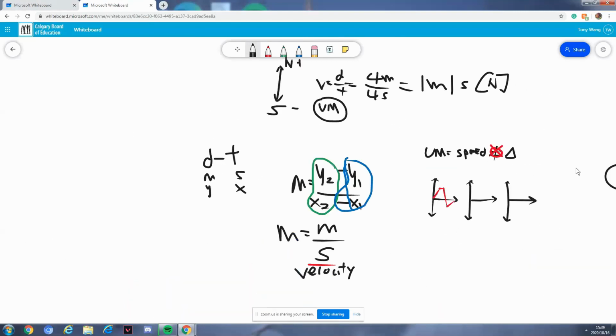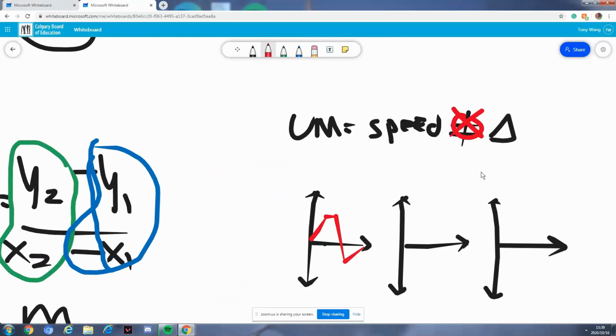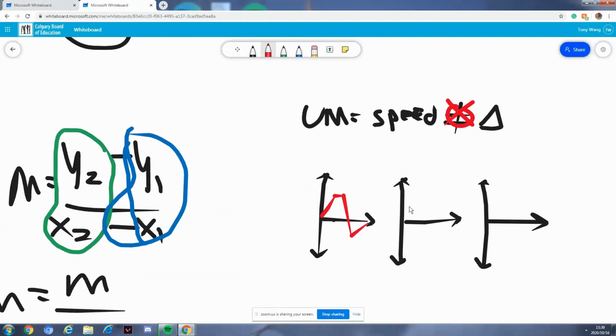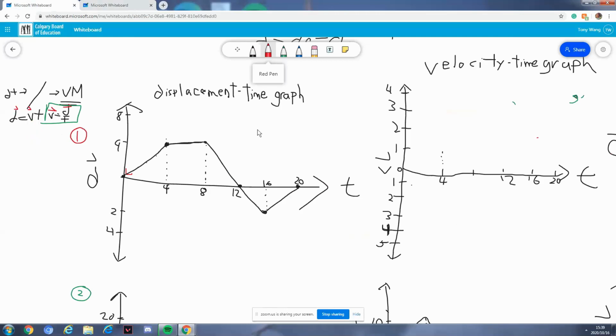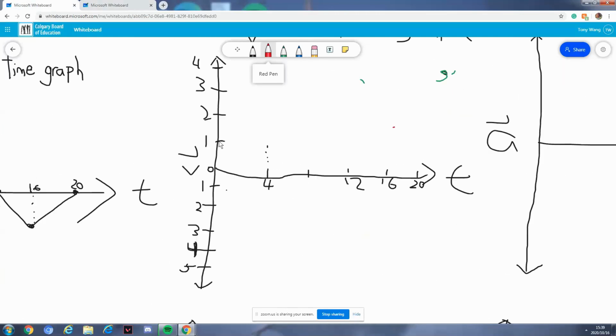All right, so the way we represent it on the VT graph is that these are different segments, 1, 2, 3, 4. So from 1 to 4, it would be a horizontal line at 1, because remember, speed does not change. So the velocity throughout that time would be the exact same. So they would connect to here. Okay.